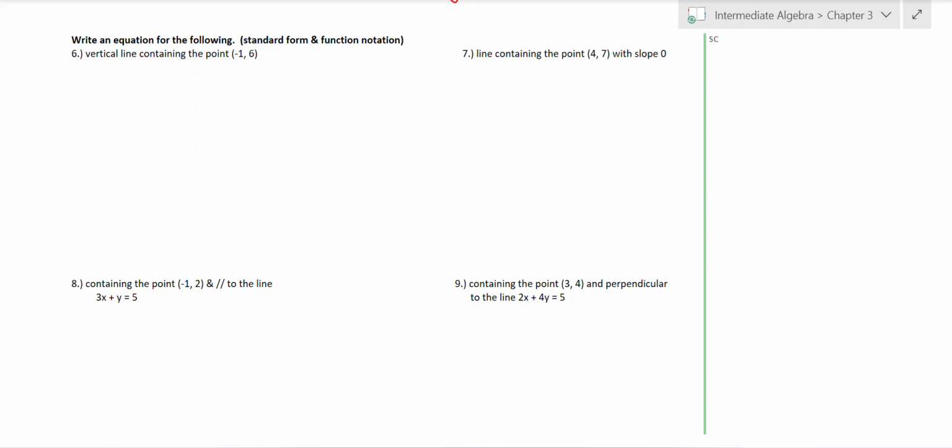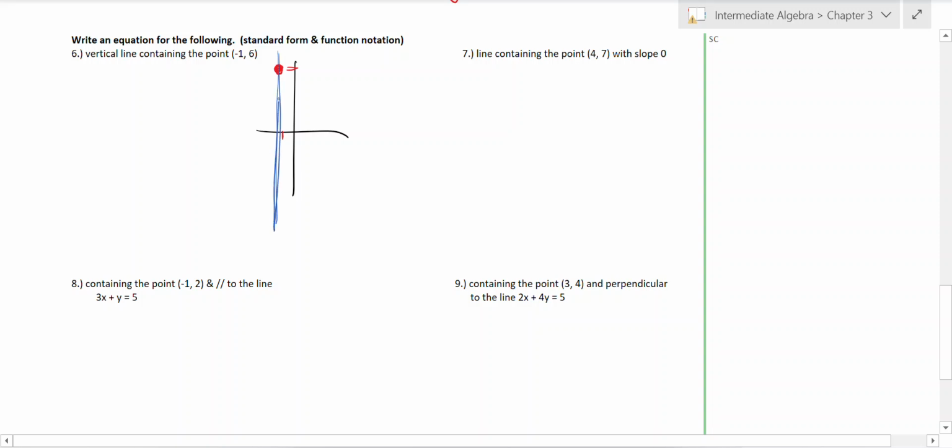Now, we just got to think about this. We can't really put it in slope-intercept form because the slope of a vertical line is undefined. And so we can't really put undefined into point-slope form. So what we're going to do is just think about where negative 1, 6 is. So negative 1, 6 is up here, and we know it's a vertical line through that. Pretend that goes through the 1. And this is what it looks like.